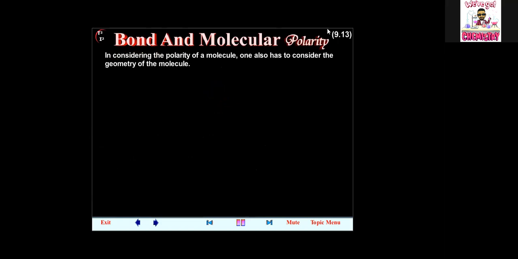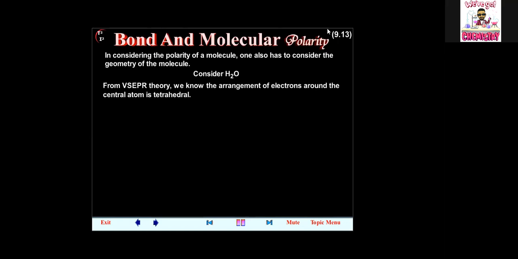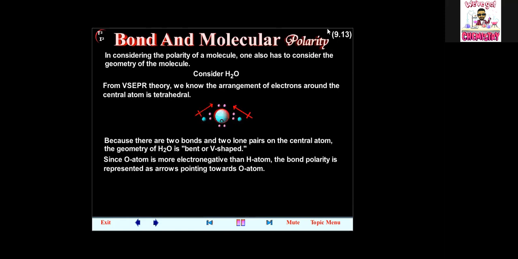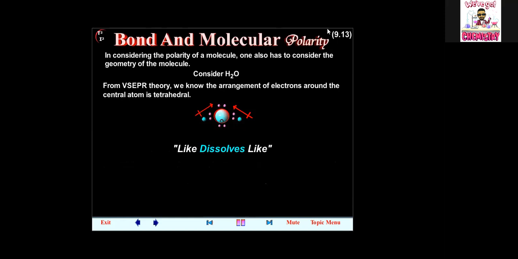In considering the polarity of a molecule, one also has to consider the geometry of the molecule. Consider water. From VSEPR theory, we know the arrangement of electrons around the central atom is tetrahedral. Because there are two bonds and two lone pairs on the central atom, the geometry of water is bent or V-shaped. Since the oxygen atom is more electronegative than the hydrogen atom, the bond polarity is represented as arrows pointing towards the oxygen atom. Thus, water has a dipole moment, and it is a polar molecule. Like dissolves like. Thus, polar molecules dissolve in solvents made of other polar molecules.